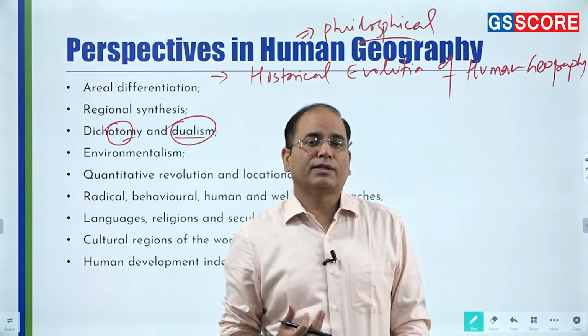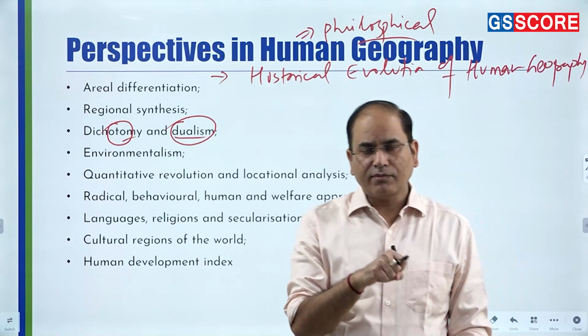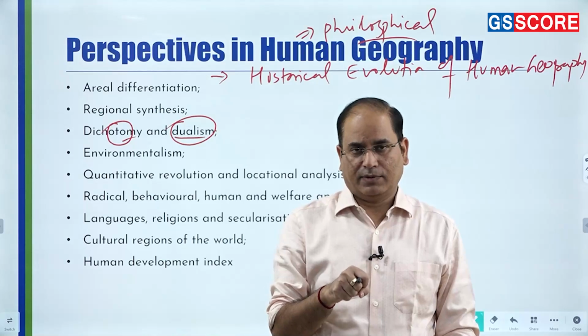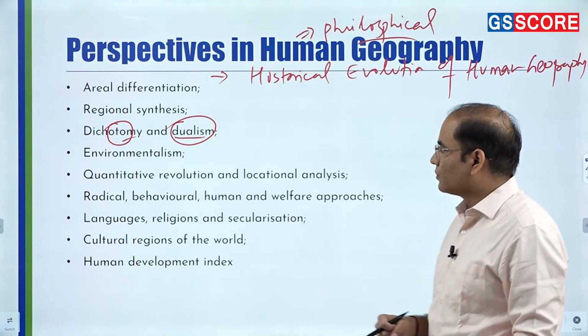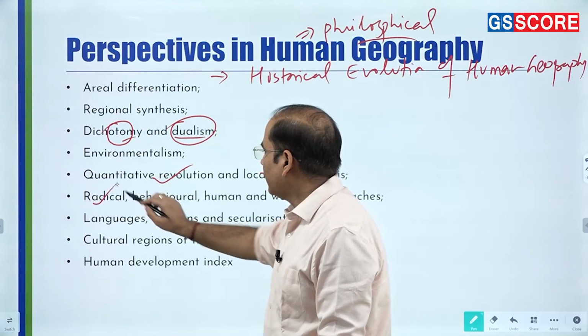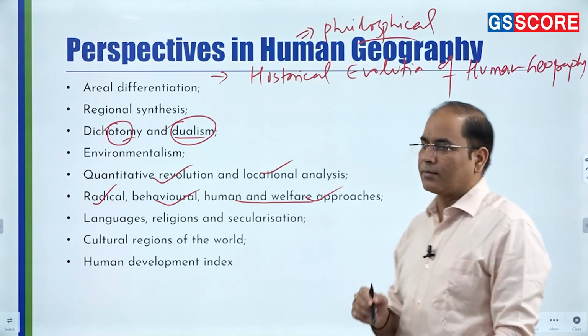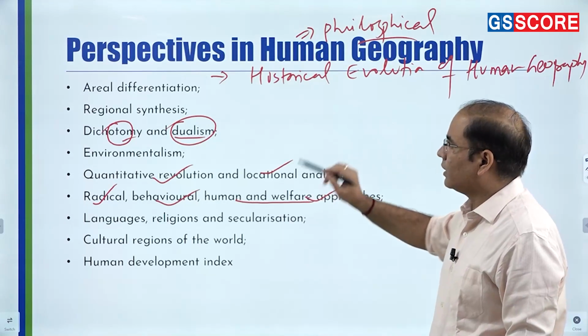If a new solution is emerging, it simply means that the earlier solution that we provided must have had some problem. So different approaches you are supposed to study: quantitative revolution, locational analysis, radical approach, behavioral approach, human and welfare approach. All these approaches are nothing but the historical evolution.